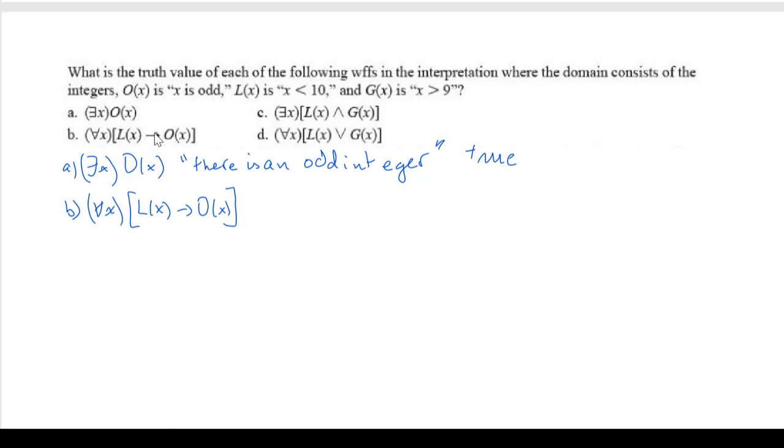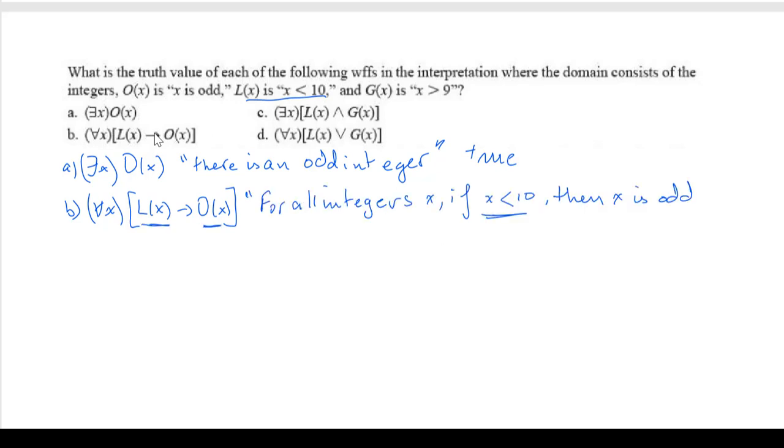How about B? What does it mean? For all X, L(X) implies O(X). It tells me for all integers X, if you have L, if X is less than 10, then O(X), then X is odd. That's what it tells me. Let me write it in plain English. Well, that's not true. Just because X is less than 10 doesn't mean all the X's less than 10 are odd. So this is false.